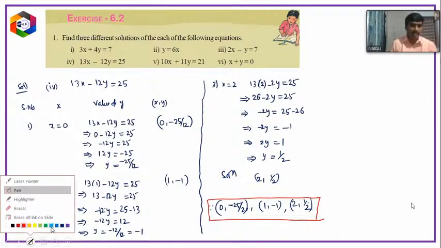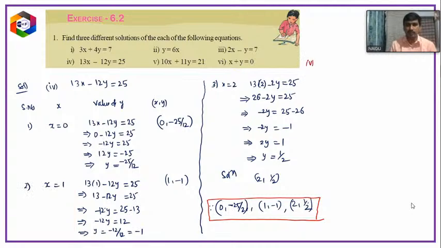I will reduce some steps and explain. Yes, here children, this is the fifth one. What is the given equation? Let us observe: 10x plus 11y is equal to 21. Here also, the first point, I am taking x equals 0. Let us substitute: 10 into 0 plus 11y is equal to 21.